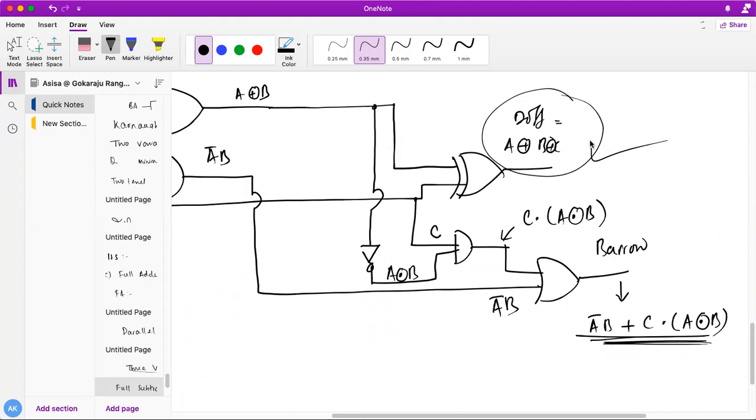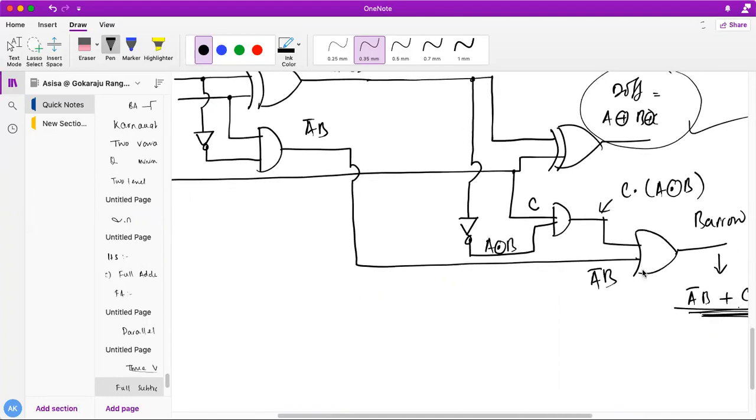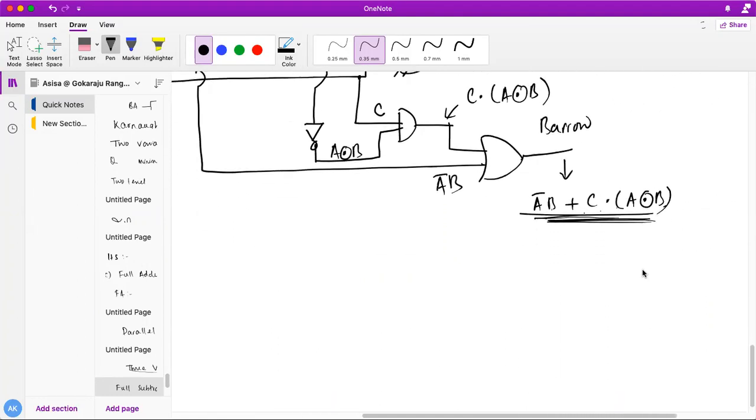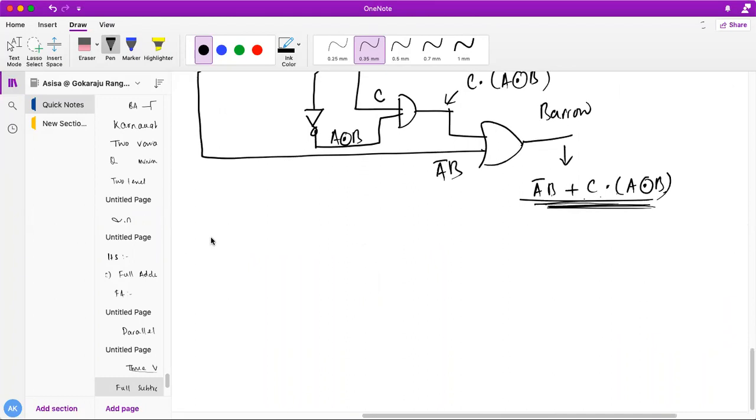Anybody can tell that this is my A XOR B XOR C, which is my difference. But what new equation has come up for my borrow? A bar B or C and A XOR B. Okay, so we are going to see how I am going to prove it here. This one is borrow. Just check now. So what is my borrow equation, student?